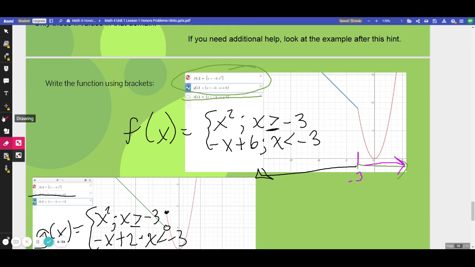Since they meet there, you have 2 options. If you want x squared to be the definition at x equals -3, then you put a little line under the -3 here. But if you want the other one to be the definition at x equals -3, then you would put a little line under that one. It doesn't matter on this particular type of piecewise function because the output is 9 no matter which function you choose, whether the x squared or the -x plus 6.